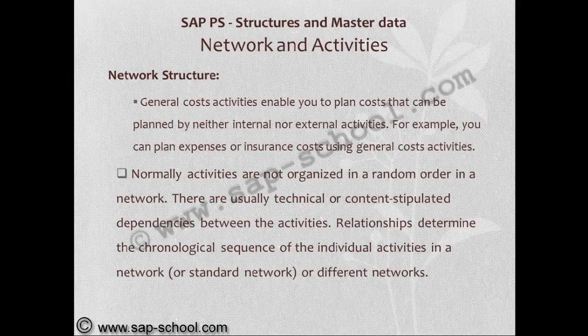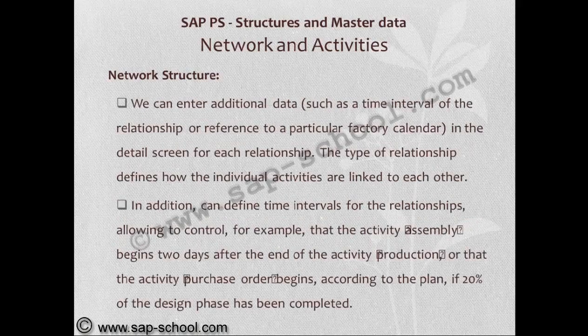Normally, activities are not organized in a random order in a network. There are usually technical or content-related dependencies between the activities. Relationships determine the chronological sequence of the individual activities in a network or in different networks. We can enter additional data, such as the time interval of the relationship or a reference to the particular factory calendar, in the detail screen for each relationship.